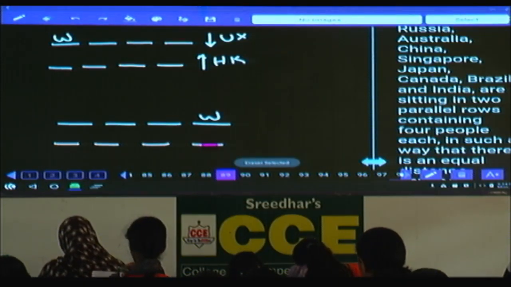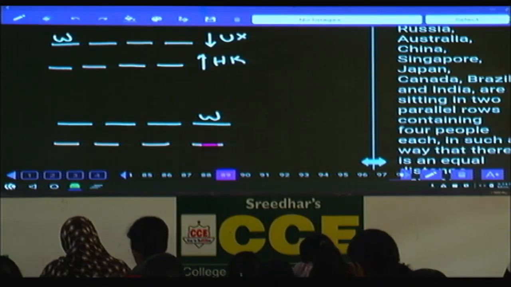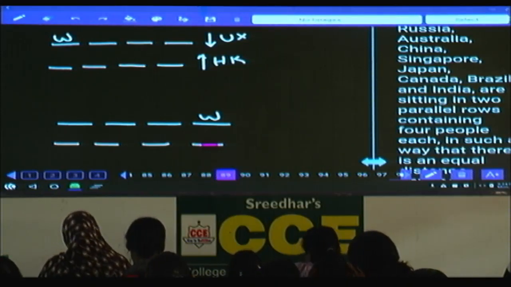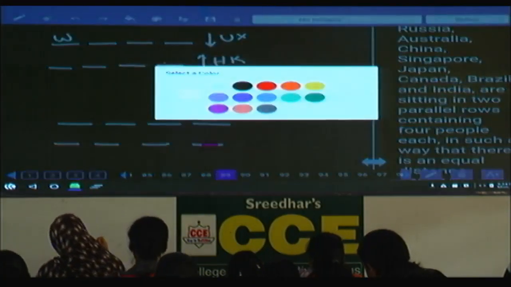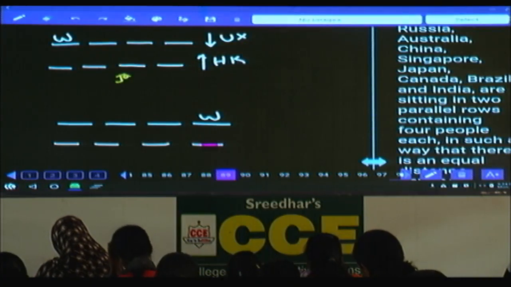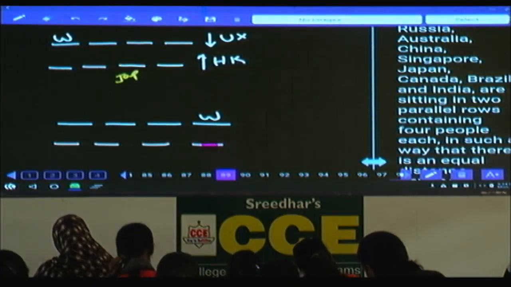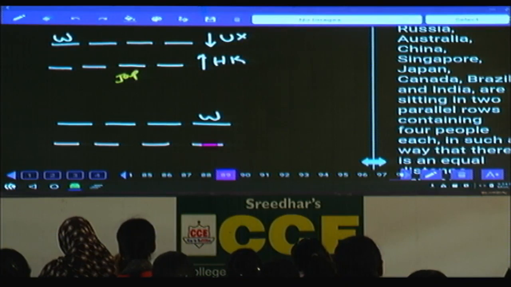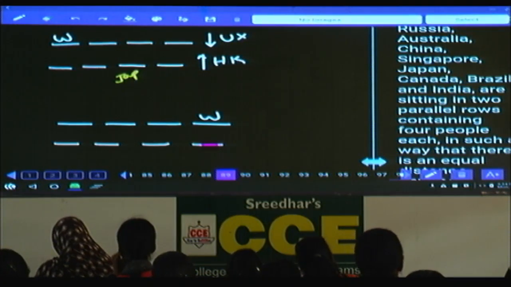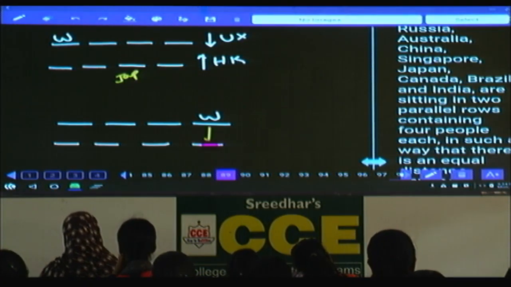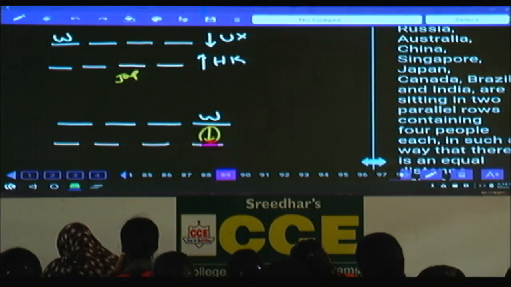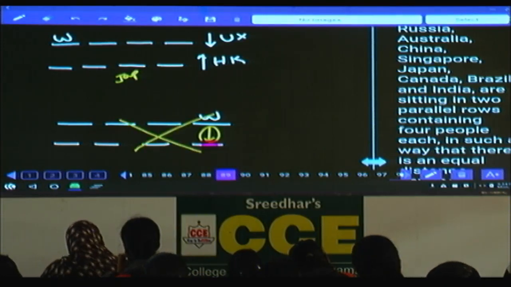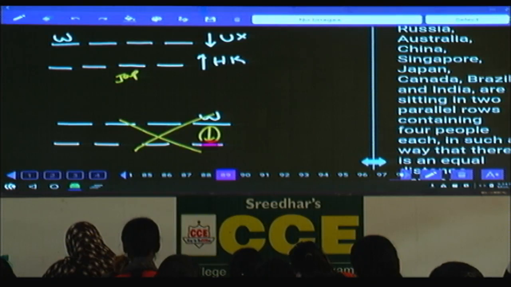Now W sits at the end of the row and is opposite the person who sits second to the left of the person from Japan. Now the person from Japan is here. And in this case, the person who is opposite to W is seated second to the left of Japan, which is not possible. This case is straight away ruled out. Hence we are left with only one case.